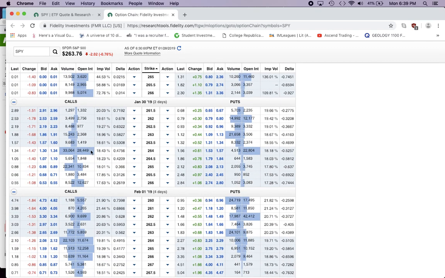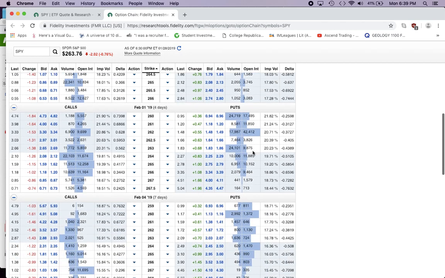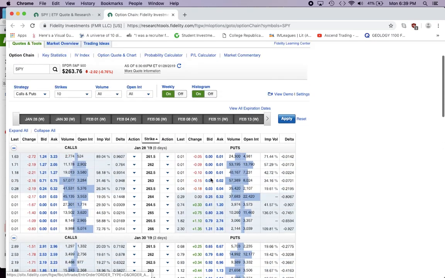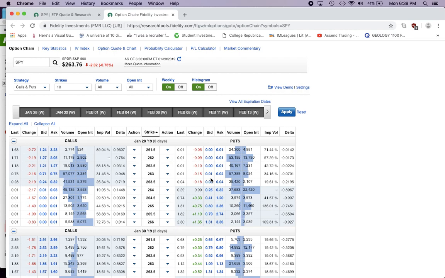Some people use these ahead of time, like saying that since there's a large number of calls open at 264, is that an indication that maybe we're going up? Well, on the same side, you have a whole lot of puts. But that's one thing that people definitely do, is look at the open interest for certain call and put strike prices. Open interest is the number of open contracts out there. Volume is the amount of them traded.